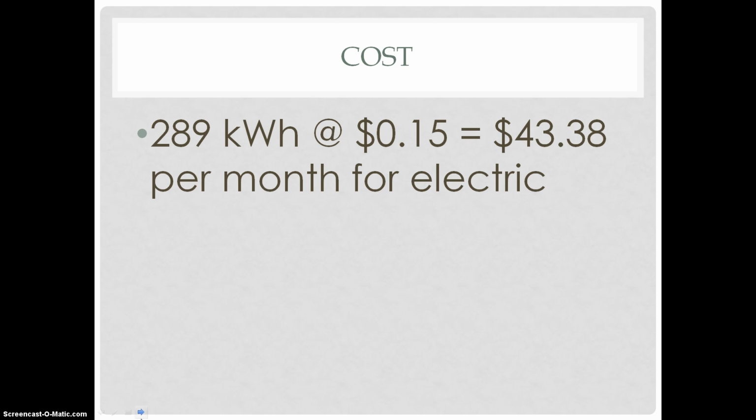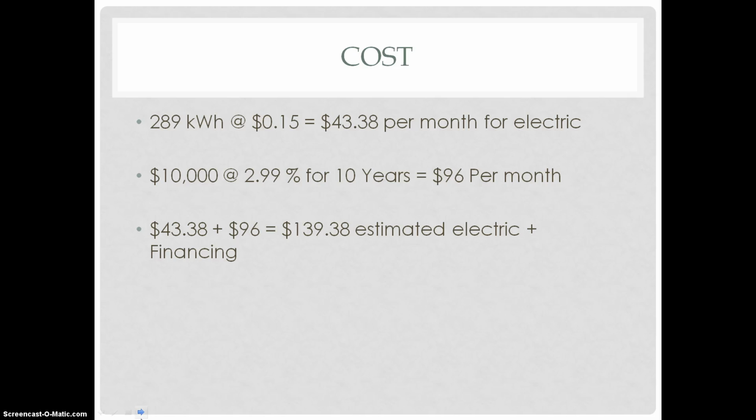Tier 1, or 289 kilowatt hours at 15 cents, gives me an electrical bill of $43.38 per month. $43.38 per month for electric plus $96 for the financing leaves me with $139.38 estimated for electrical after the installation. That saves me from the $170 that my estimated bill will go up. That saves me roughly $30 per month.